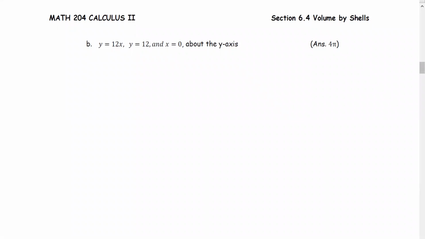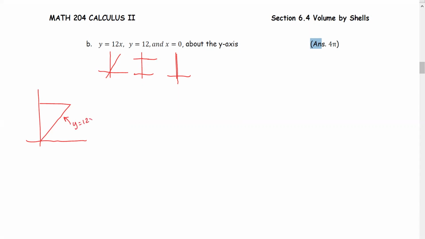Let's look at another example. y equals 12x. That's the line with the slope 12. y equals 12. That's the horizontal line. x equals 0 is the y-axis and rotate about the y-axis. When we put all these three graphs together, we should get the triangle. Look, the line y equals 12x, y equals 12, and x equals 0. And this region rotate about the y-axis.